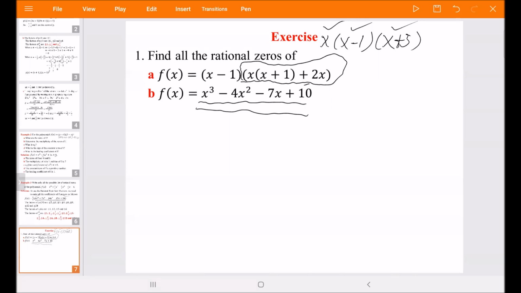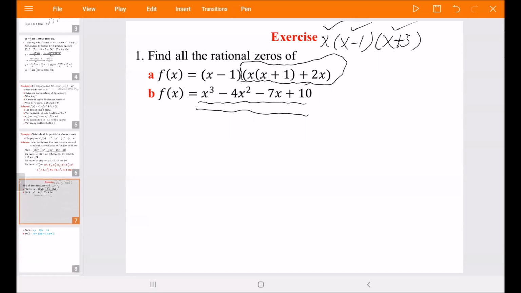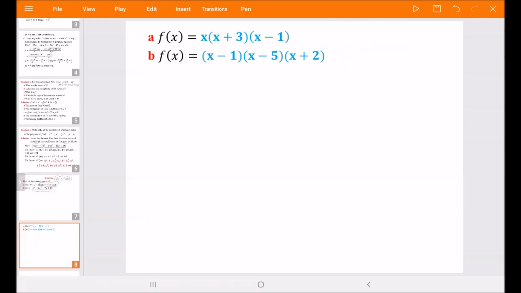But for this question, the rational zeros of this polynomial, because f of x as a product of its factors is equal to x minus 1 times x minus 5 times x plus 2, the rational zeros of this polynomial are 1, 5, and minus 2. All are factors of the constant term 10. So the rational zeros of this polynomial are 1, 5, and minus 2.